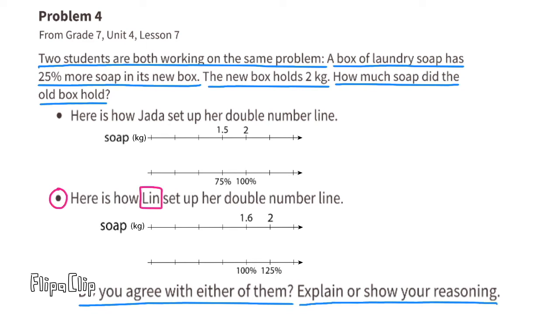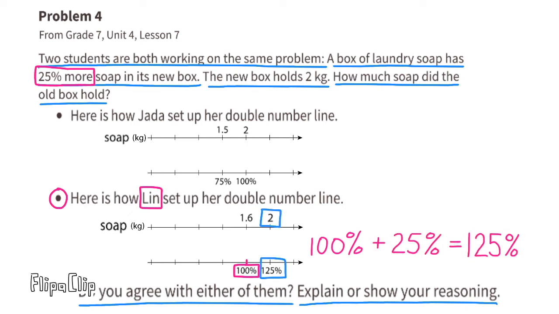I agree with the way Lynn set up her double number line. The soap in the old box represents 100%, and the new box holds 25% more than that. 100% plus 25% equals 125%. The new box weighs 2 kilograms and is 125% of the old box.